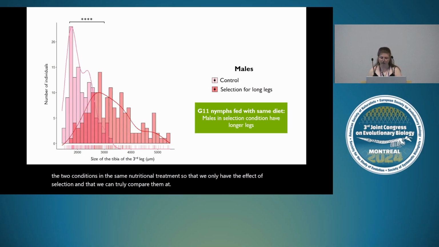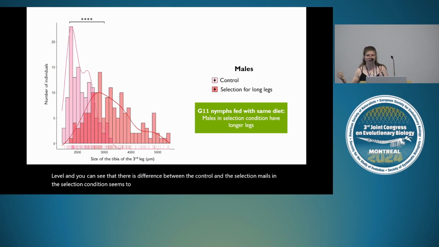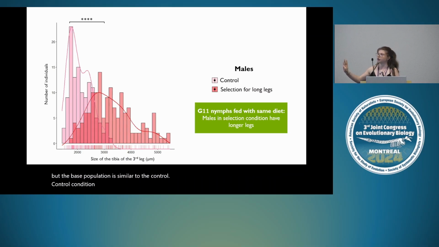And you can see that there is a difference between the control and the selection. Males in the selection condition seem to have longer legs than in the control condition. And it's not shown here, but the base population is similar to the control condition. It's a really preliminary result because it's only one replicate per condition, and I have four replicates. But it seems to work.